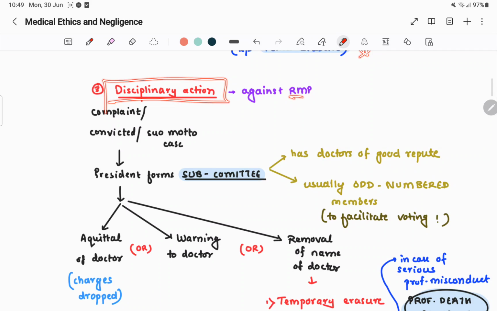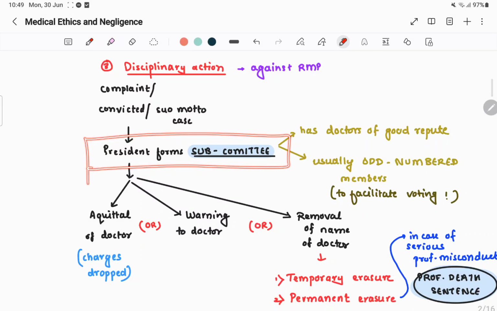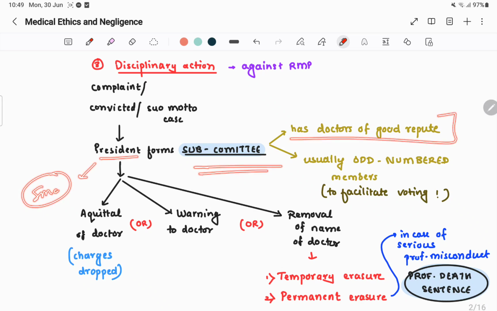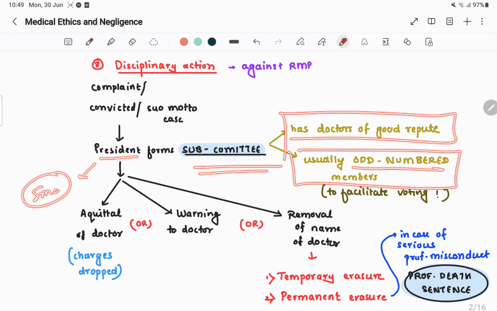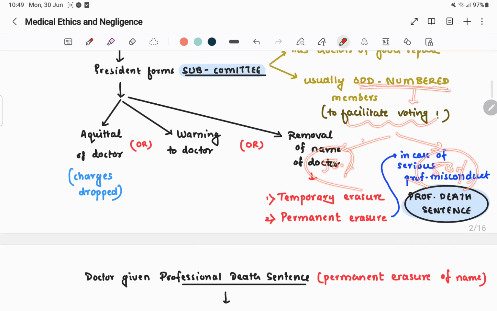Then disciplinary action against an RMP. So there is a complainant or convicted or suo motu case. The president of the SMC forms a subcommittee which has doctors of good repute and an odd number of doctors. Odd number, why? Because if you are doing a voting and there is an even number, then it can be 50-50, but with an odd number one vote will be extra in all cases, right?